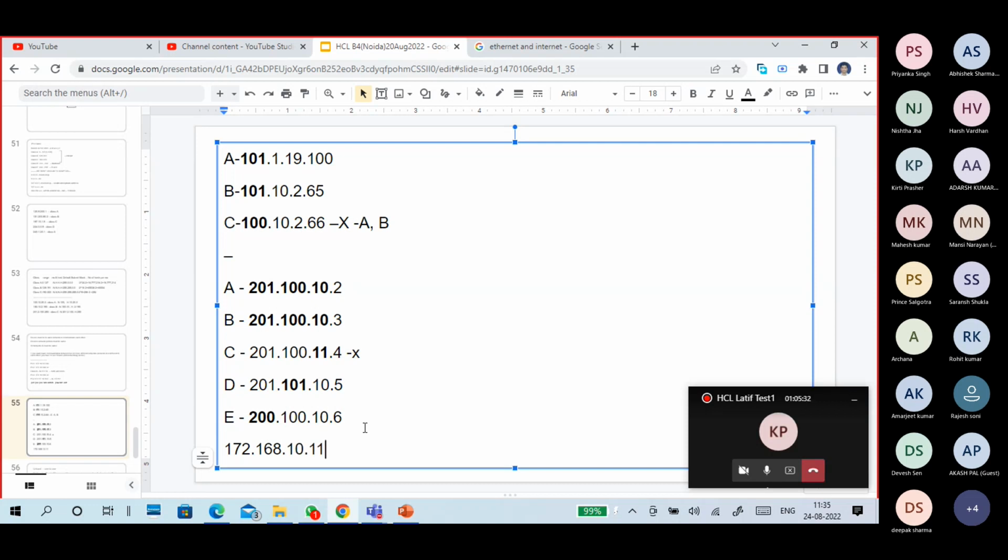Wrong entering of the IP address. It is generally 172.16 that will be there. So what they will do is put 172.16, or they use 192.168.10.11 like this, or 192.168 like this. So instead of putting it like this, they will put it like this. Or instead of 172.16.10.11, they will put something else.